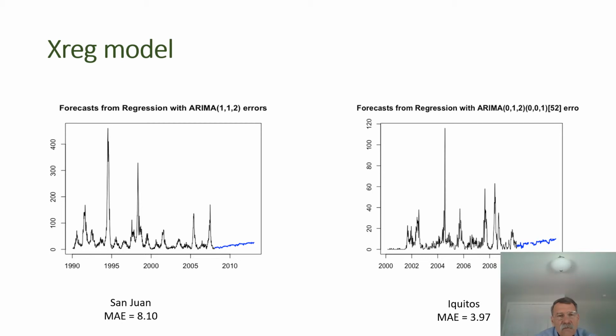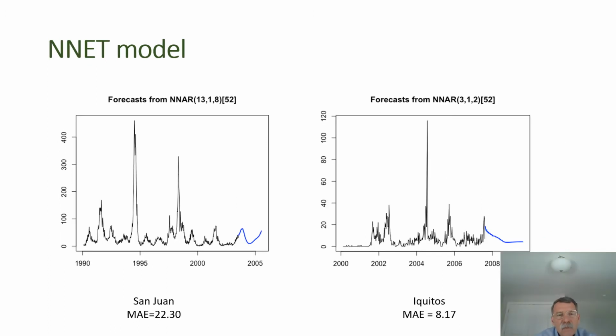Okay, I did a set with the XREG model, and there I used the data from the correlation analysis to plug into the xreg function in ARIMA, and you can see the results here. It shows a different forecast pattern. It's not a straight line here. It's an ascending line in both, with a little bit more variability in the Iquitos model, and you can see they both produce fairly low MAE, an 810 for San Juan and a 397. I had some fun with the NNet model.